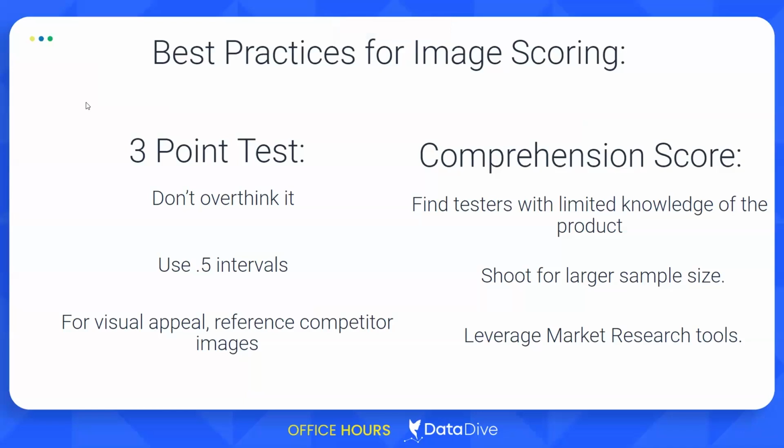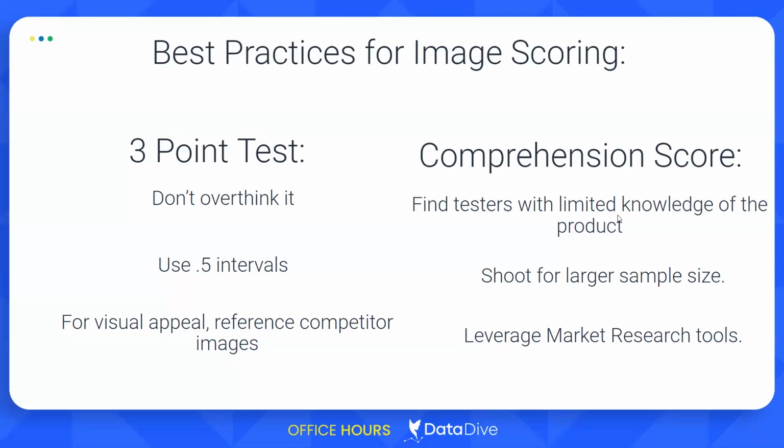So once we move on from image scoring, I think we can get back to our deck here. Here are some best practices for image scoring with the 3-point test. Don't overthink it. You don't need to spend a lot of time looking at each image. Use half-point intervals. And then for visual appeal, that's that 3rd point, reference competitor images, so you're not trying to see which one's the best, which one's the worst, and assign the full point based on that.